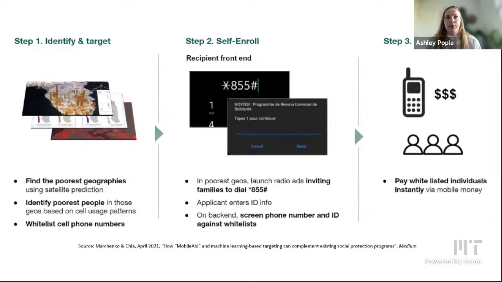So this is the three-step approach they took. The first step is the one I just described: predicting the poorest geographies using satellite imagery and developing poverty maps. The second is using call data to predict the poorest people within those geographies, and that was used to whitelist cell phone numbers. And then the third step was to invite households to apply for the funding and then automatically transfer funds through a mobile money account.